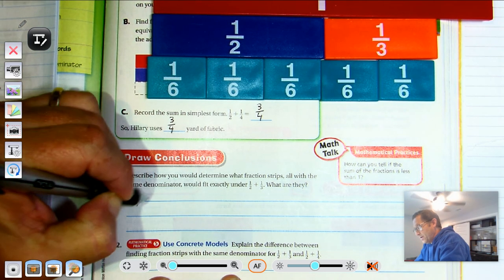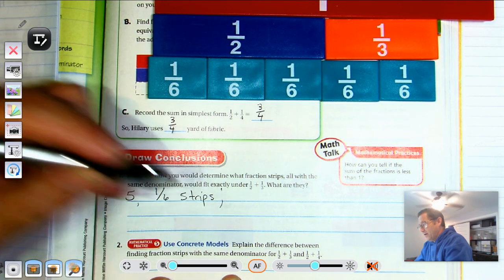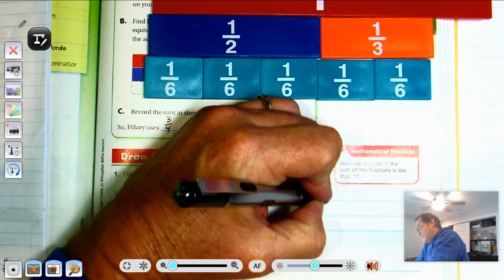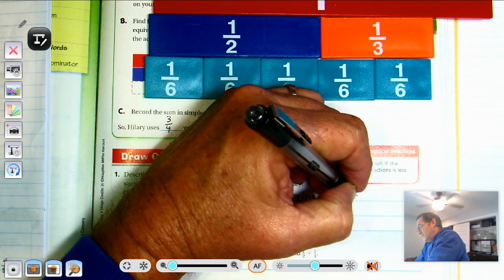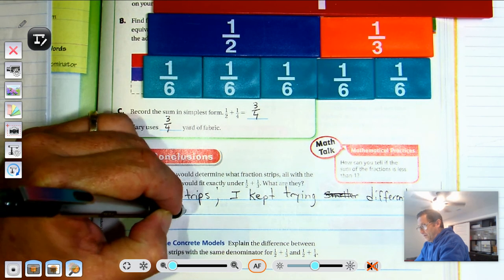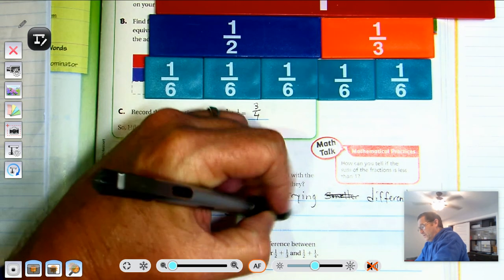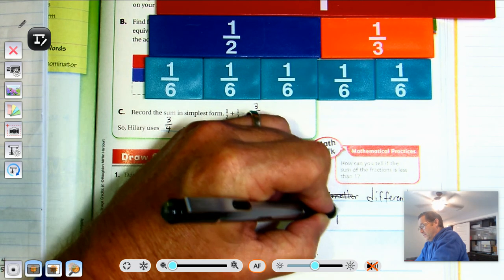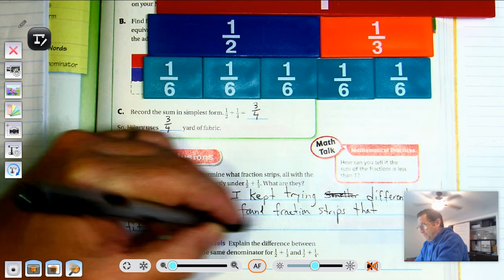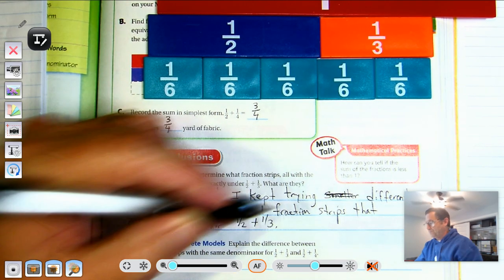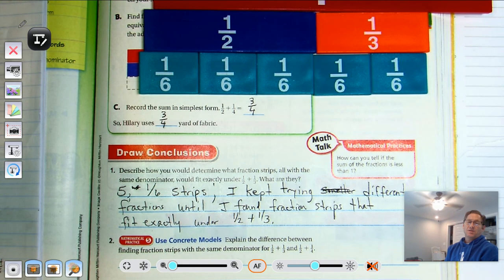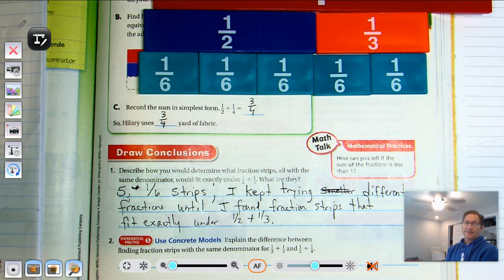So what are they? 5 1/6 strips. And how did I determine that? Well, I kept trying different fraction strips until I found it, and again, it was 5 1/6 strips. So 1/2 plus 1/3 is actually 5/6.